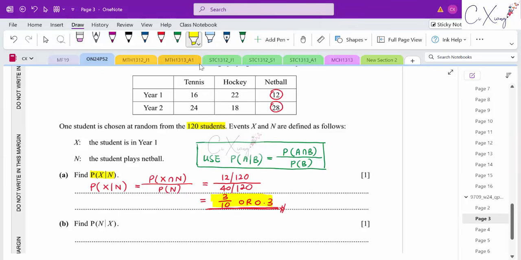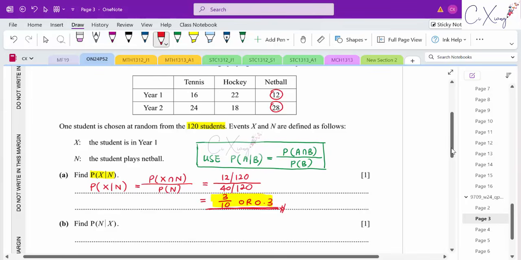Okay, then after that we are looking at part B, still a conditional probability, but they are saying N given X. So the general formula is still the same, N intersect with X divided by the probability of X. Now I need to know the intersection of X and N. It is the same, year 1 with netball, still 12 over 120. Then divided by the probability of X happening. X means the students in year 1. So what is the probability for the students in year 1?